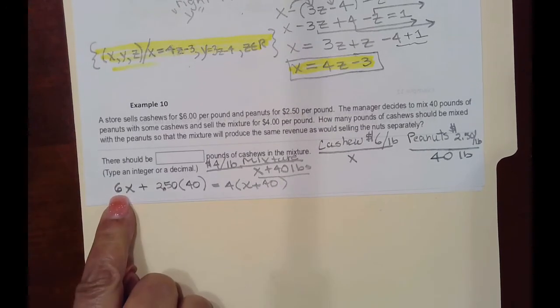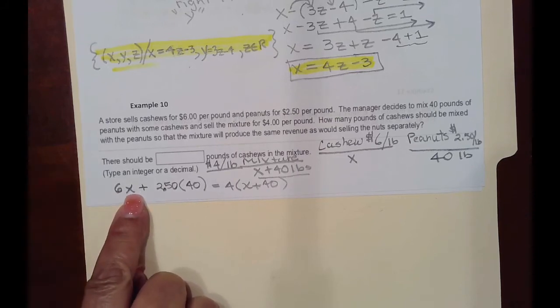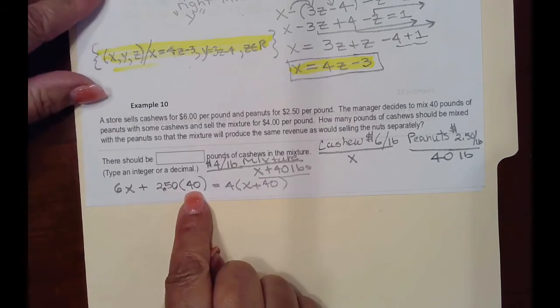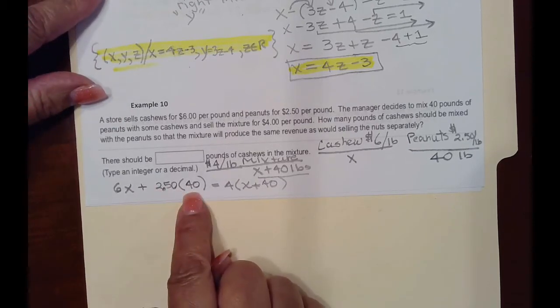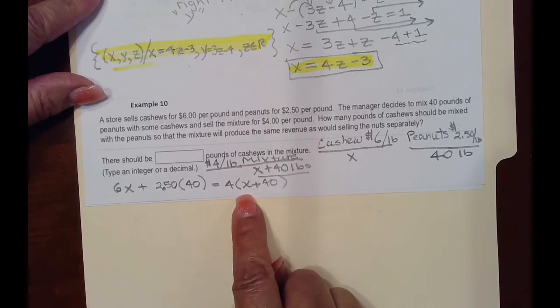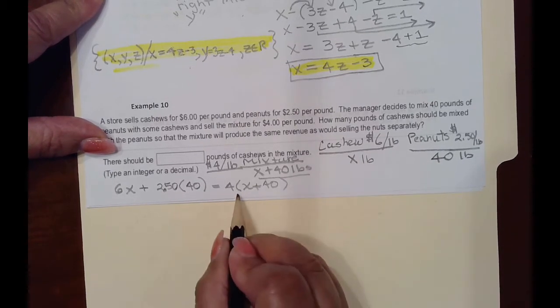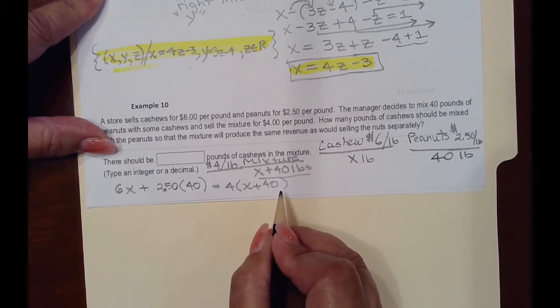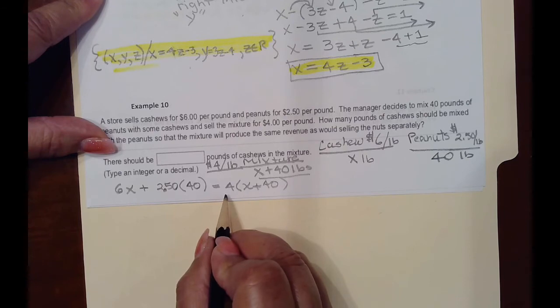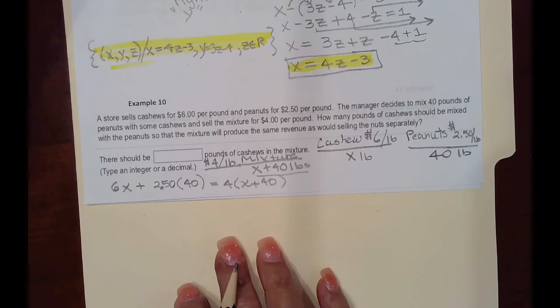This is how much you are spending on cashews. This is the number of pounds and $6 for each pound. So $6 times each pound. This is the number of pounds of peanuts times $2.50 for each of those 40 pounds. So you're multiplying them. Your mixture, we just know that it's this plus this combined in pounds. So it's X plus 40 pounds times $4 per pound. Okay, then to solve this, I'm going to have to finish this on the next page.